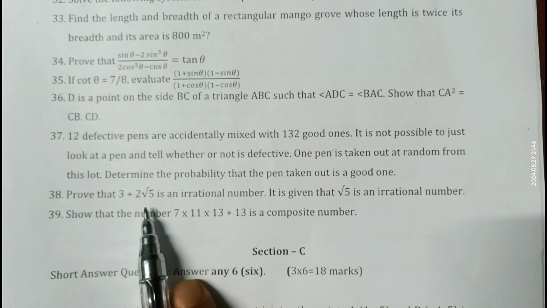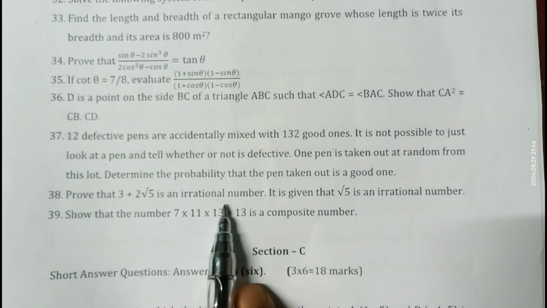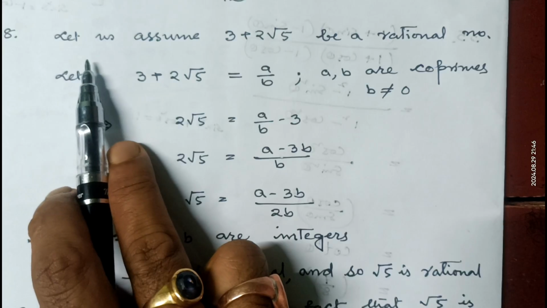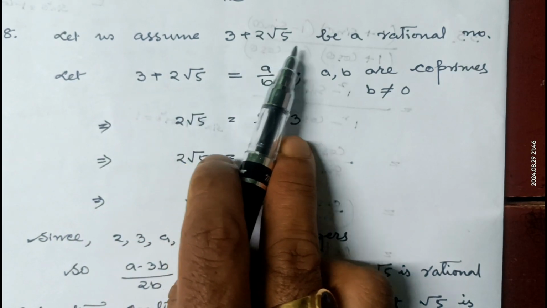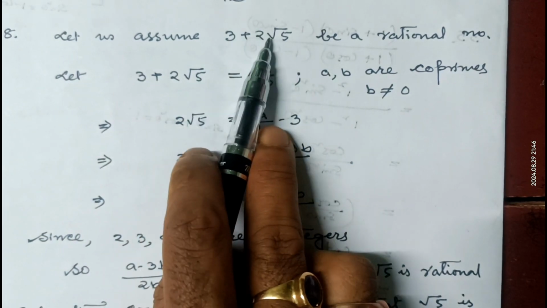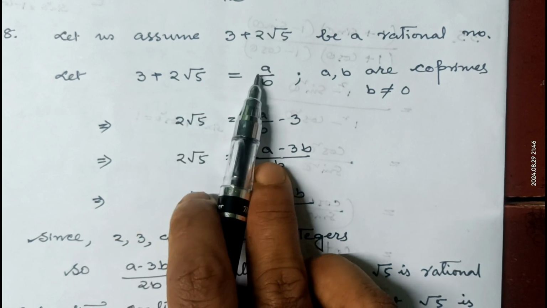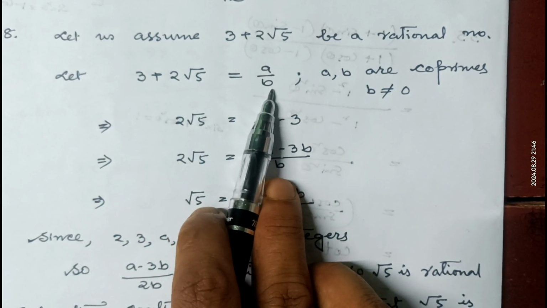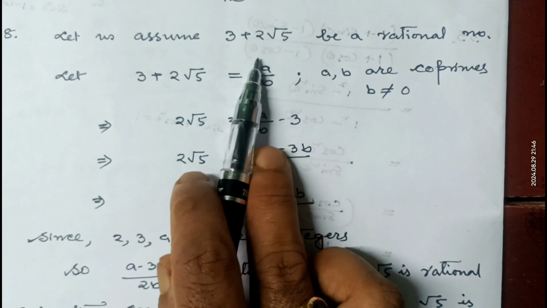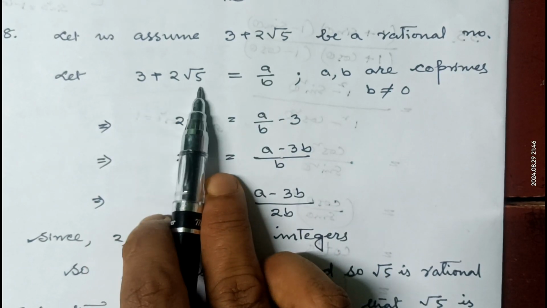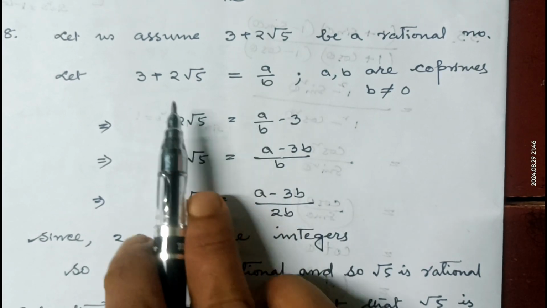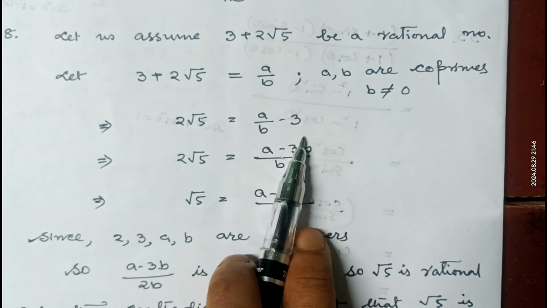In question number 38, it is given that prove that 3 plus 2 root 5 is an irrational number, and it is given that root 5 is an irrational number. Here we can consider 3 plus 2 root 5 to be a rational number. Since it is rational, we can express it in the form a by b where a and b are coprime and b is not equal to 0. We know any rational number is of that format only. So 3 plus 2 root 5 is a by b. So 2 root 5 will be a by b, and this 3 if I transfer it will become minus 3.